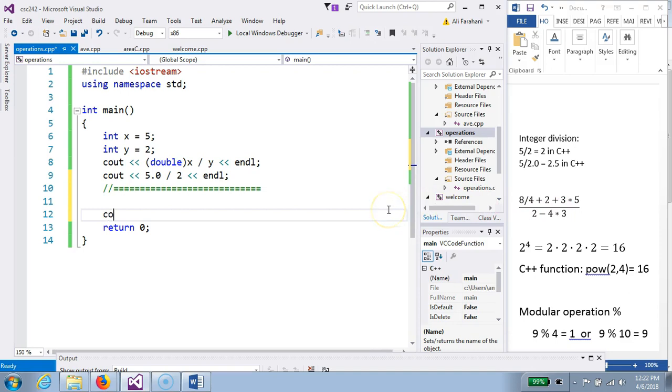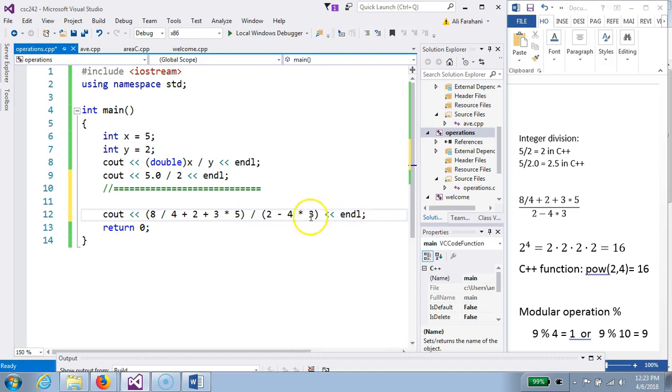To code this, I can write out cout. I put open parentheses, so 8 divided by 4 plus 2 plus 3 times 5. That's the numerator, and I'm going to divide it by the denominator. And what is the denominator? It is 2 minus 4 times 3. And end line. I can have this.